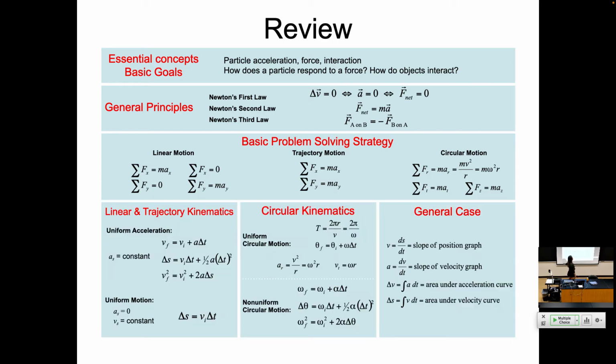Kinematics: you don't have to memorize all this stuff, but if you want to look at it when you're making a cheat sheet for a test or something, it's all there in the slides. We have the special cases of uniform acceleration and uniform velocity for linear and trajectory kinematics, so anything moving in a line or following a parabolic trajectory. We have circular kinematics, so that includes knowing what period and frequency are, and also our angular coordinate systems, right? So alpha, omega, theta, and how do you use those in kinematics? We can go back and forth.